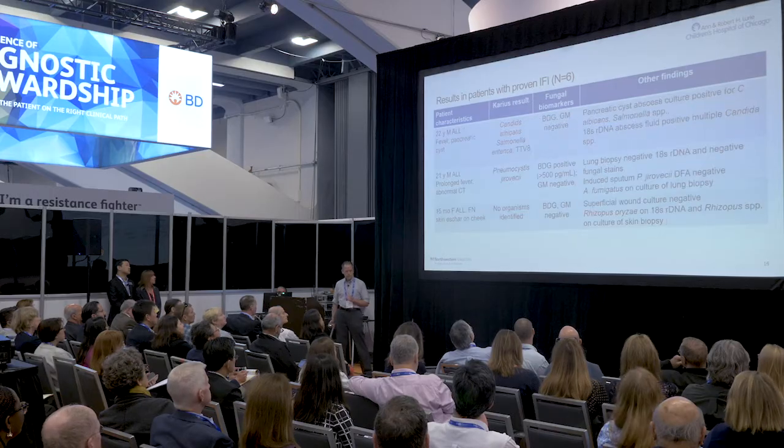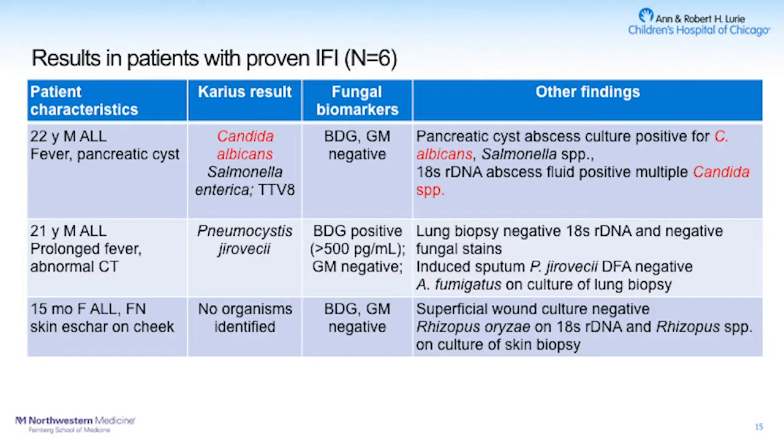For the next 3 patients with proven infection, the first one also had the infection proven by standard microbiologic techniques. This patient had a pancreatic cyst abscess, which was positive for both Candida and for Salmonella, and Karius testing picked up both of those organisms in the plasma. The next 2 patients actually had discordant results between Karius testing and the clinical testing that was done.